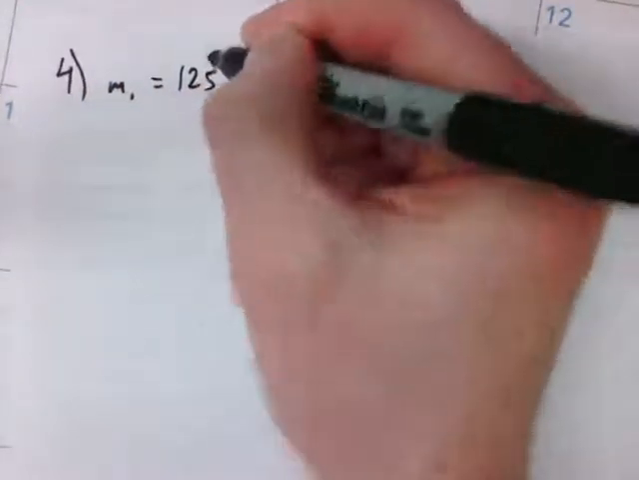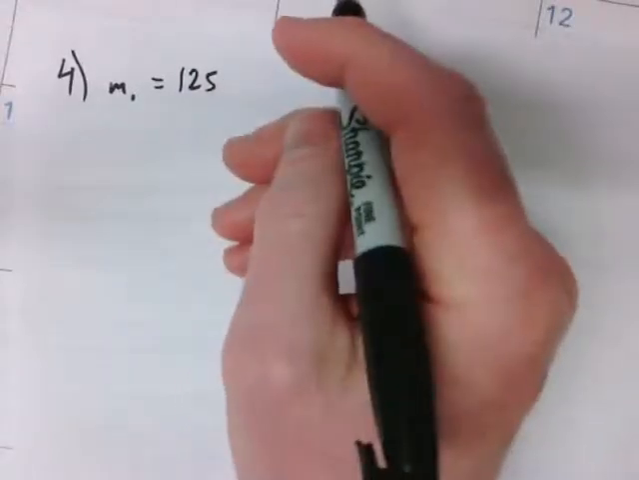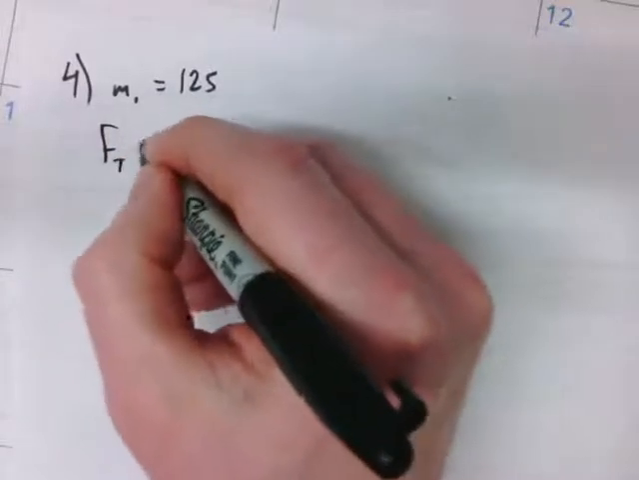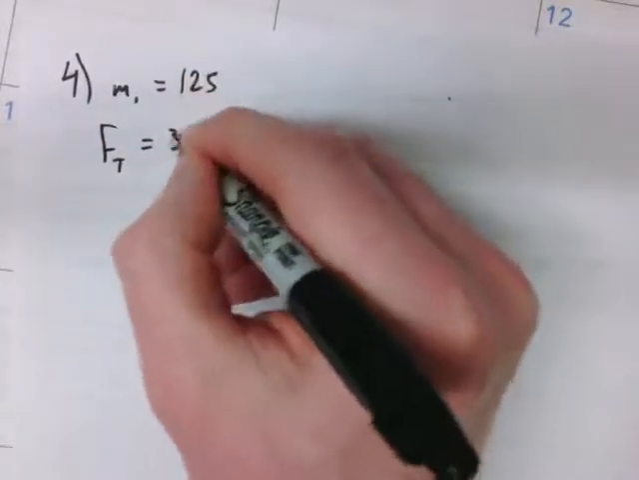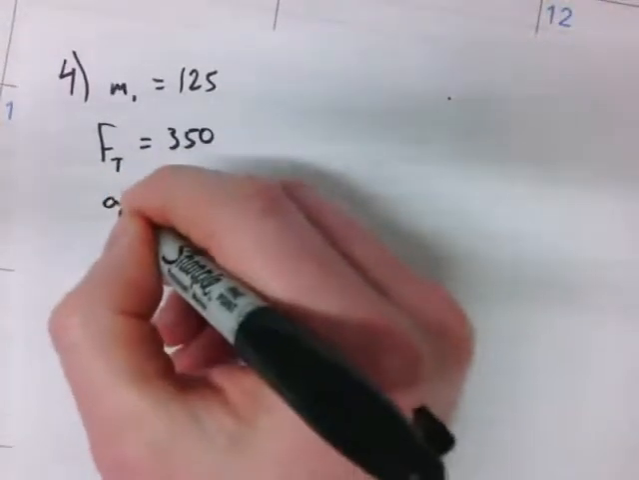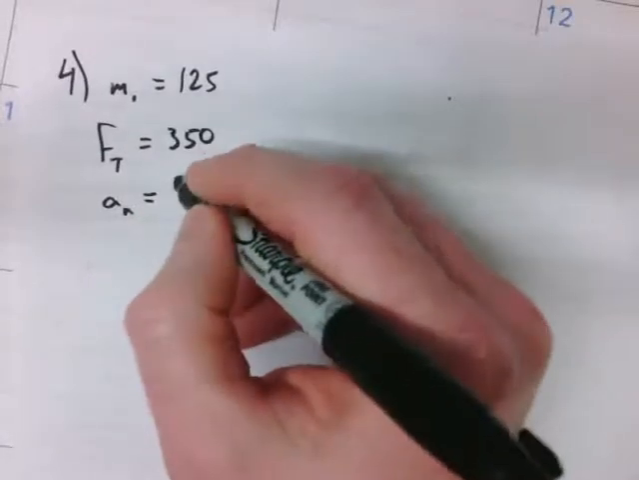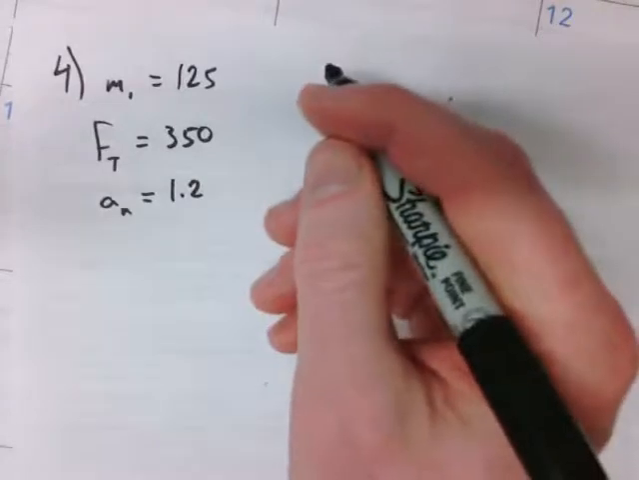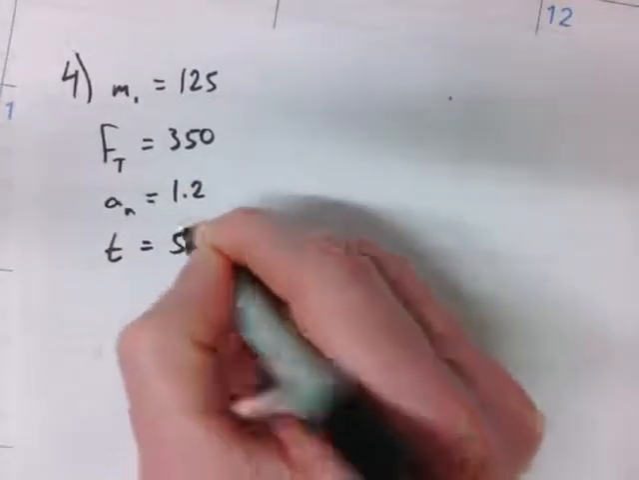Number 4. An electric motor is used to pull a 125 kilogram box. M1 equals 125. Across the floor using a long cable. The tension in the cable is 350 newtons. So F_T equals 350. And the box accelerates at 1.2 meters per second squared. So that's going to be the net acceleration. I'll tell you why I'm saying that right away. 1.2. This happens for 5 seconds.